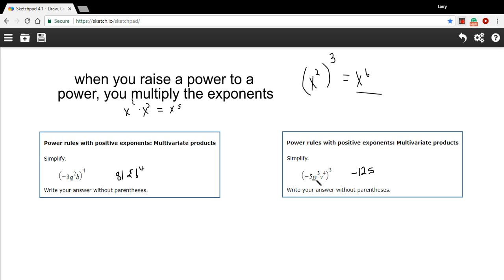And then we've got w to the third power. When we raise that to the third power, we multiply 3 times 3. So that's going to be w to the ninth. And then we've got v to the fourth. So we multiply 4 times 3. And that's going to be v to the 12th power. So that is a little bit of practice with the power rule.